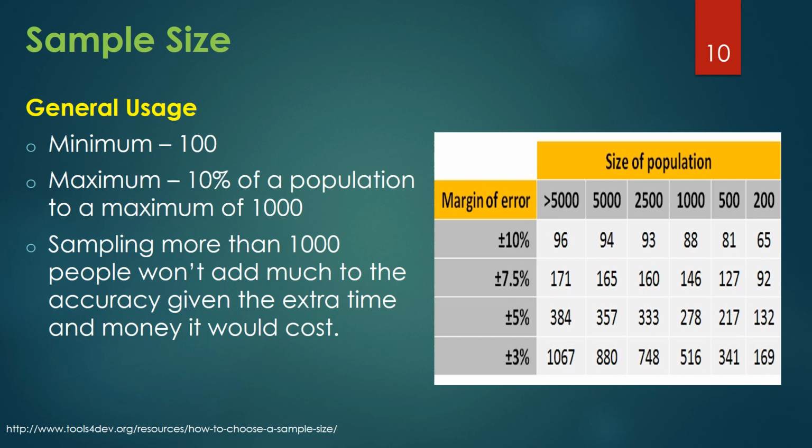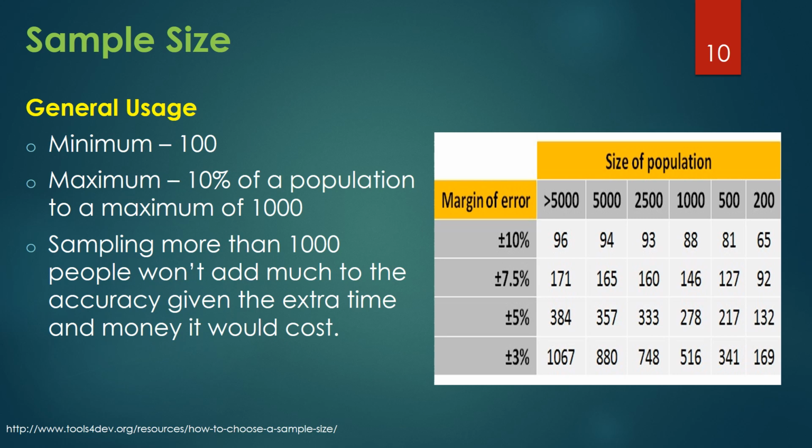For example, in a population of 5,000, 10% would be 500. In a population of 200,000, 10% would be 20,000. This exceeds 1,000, so in this case, the maximum would generally be 1,000. Even in a population of 200,000, sampling 1,000 people will normally give a fairly accurate result.